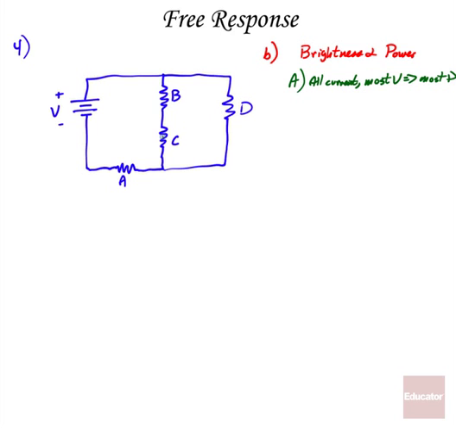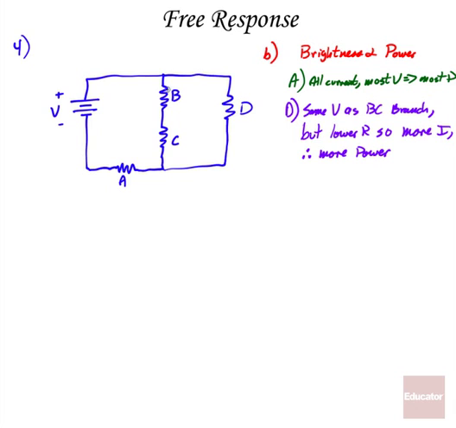D has the same voltage as B and C, but because there's only one of these, it's going to have lower resistance, so it's going to have more current flow. So D must come next. It has the same V, same potential drop, as the BC branch, but lower resistance, so more current, therefore more power.